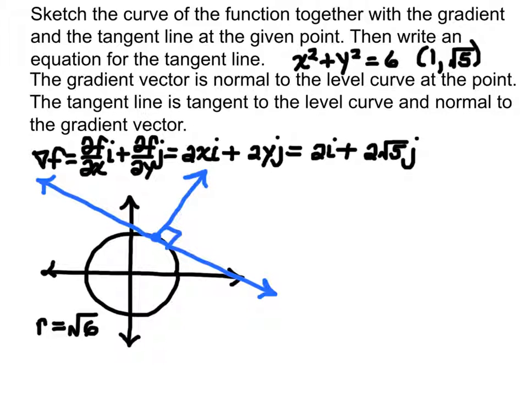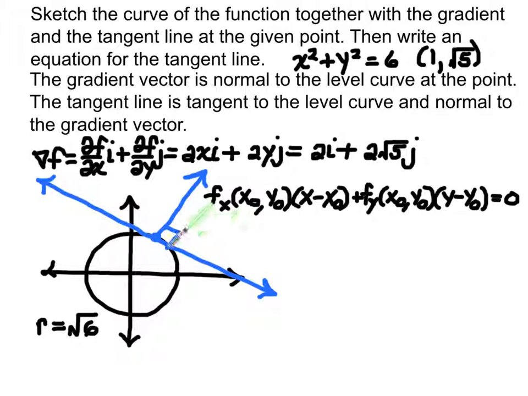The line tangent to the curve passes through the point 1 radical 5. The equation of the tangent line is the following. The partial derivative with respect to x at the point x naught y naught, which is 1 radical 5, times x minus x naught, and x naught is 1, plus the partial derivative of f with respect to y at the point x naught y naught, times y minus y naught, and y naught is radical 5, equals 0. So let's put this in.